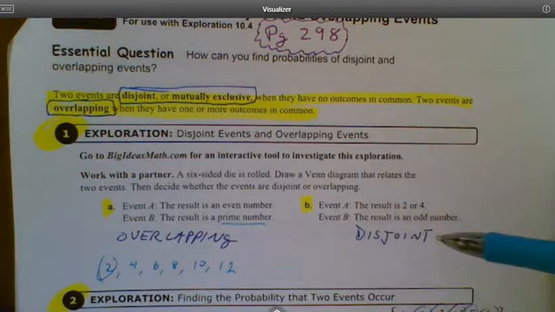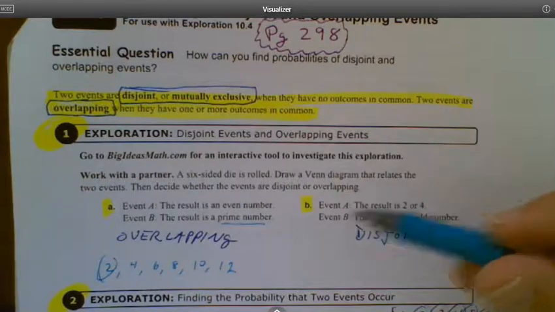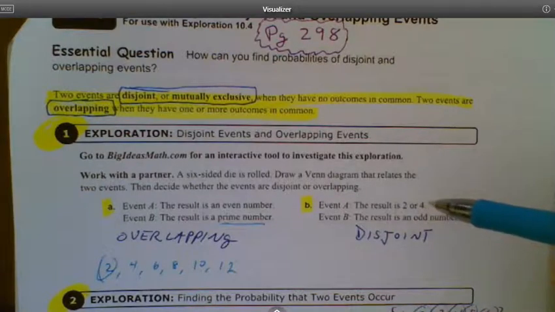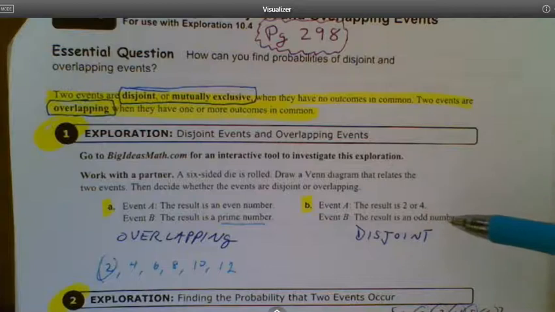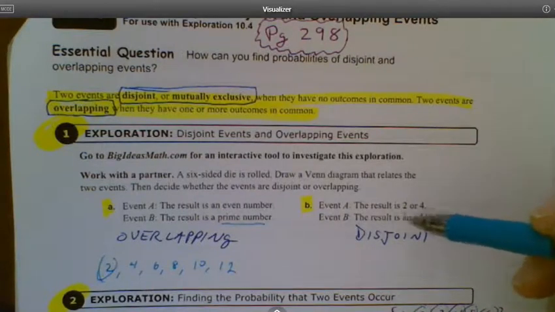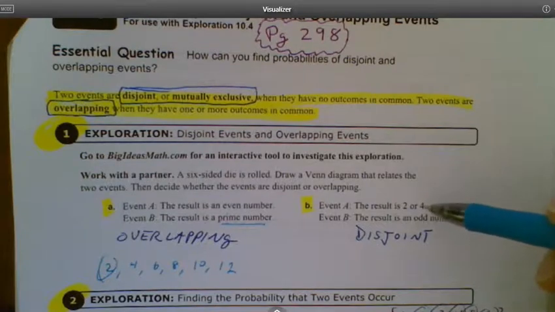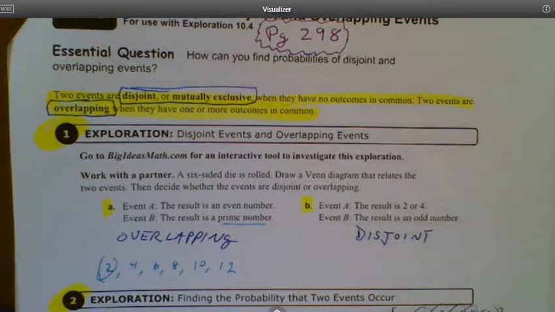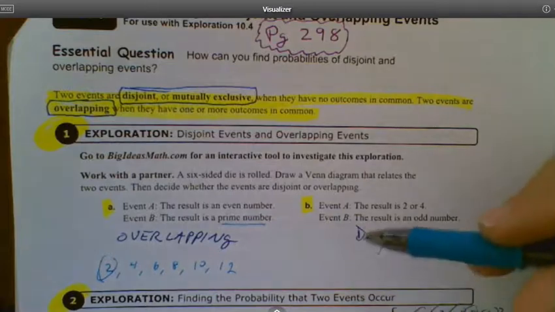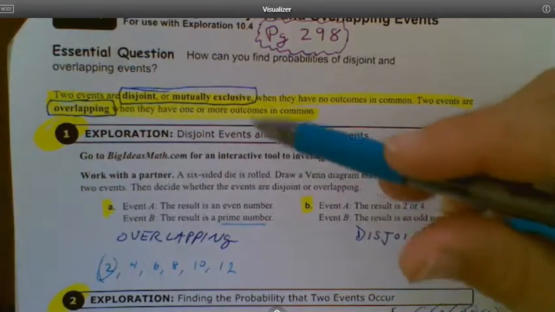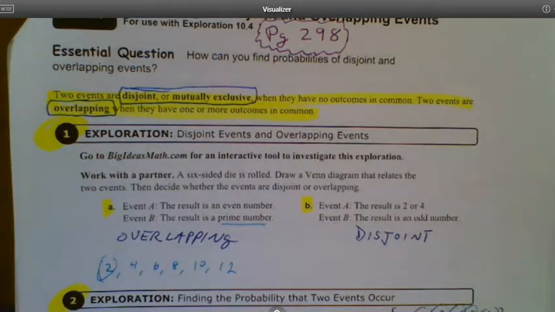Disjoint is when they have nothing in common. So if you look at these two events, in the first event, it's either a 2 or a 4, but in the second event, it's an odd number. Obviously, these have nothing in common. You can't have a 2 or a 4 as well as an odd number. So these are disjoint events, or you could call them mutually exclusive events, because they have nothing in common.